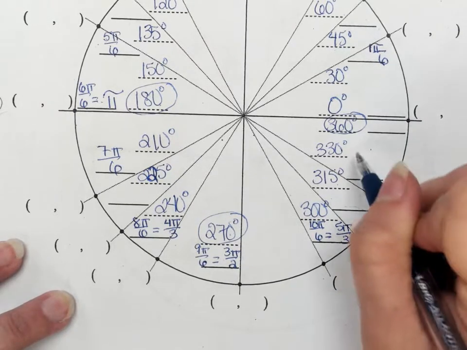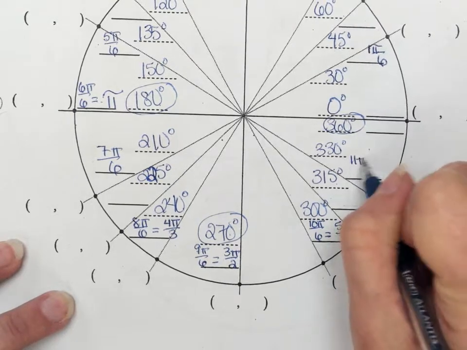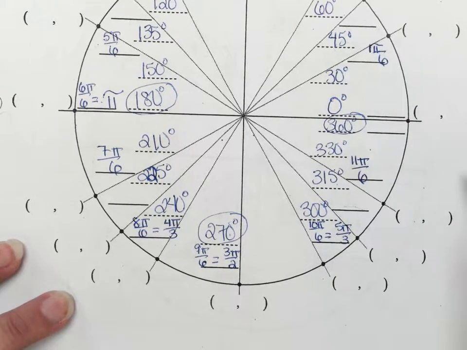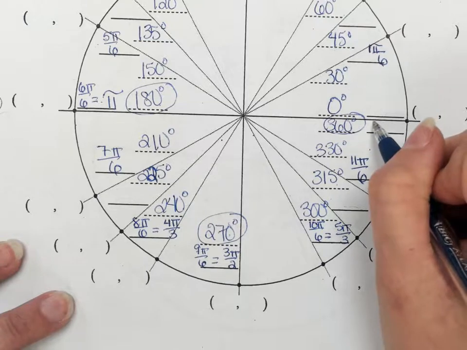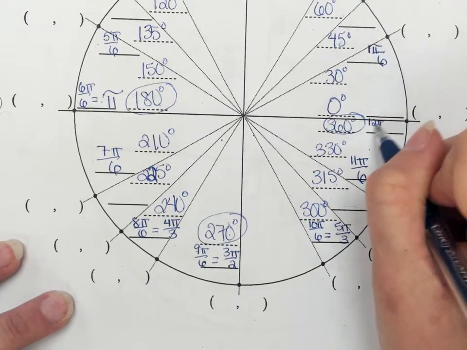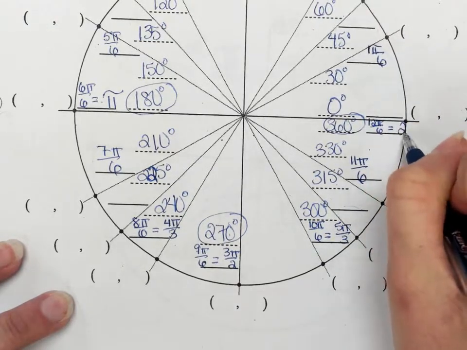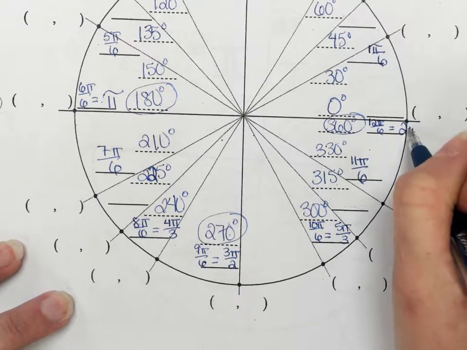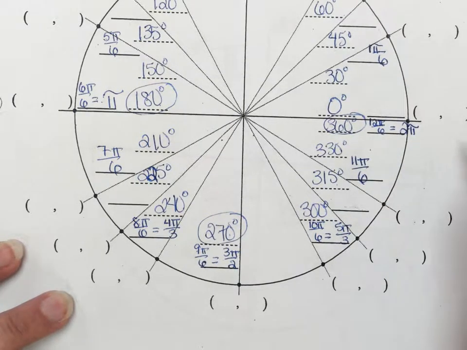So we just did 10. What's after 10? 11. 11 pi over 6. That doesn't reduce. What's after 11? 12. 12 over 6 is how much? 2, which is just 2 pi. And 0 is just 0.